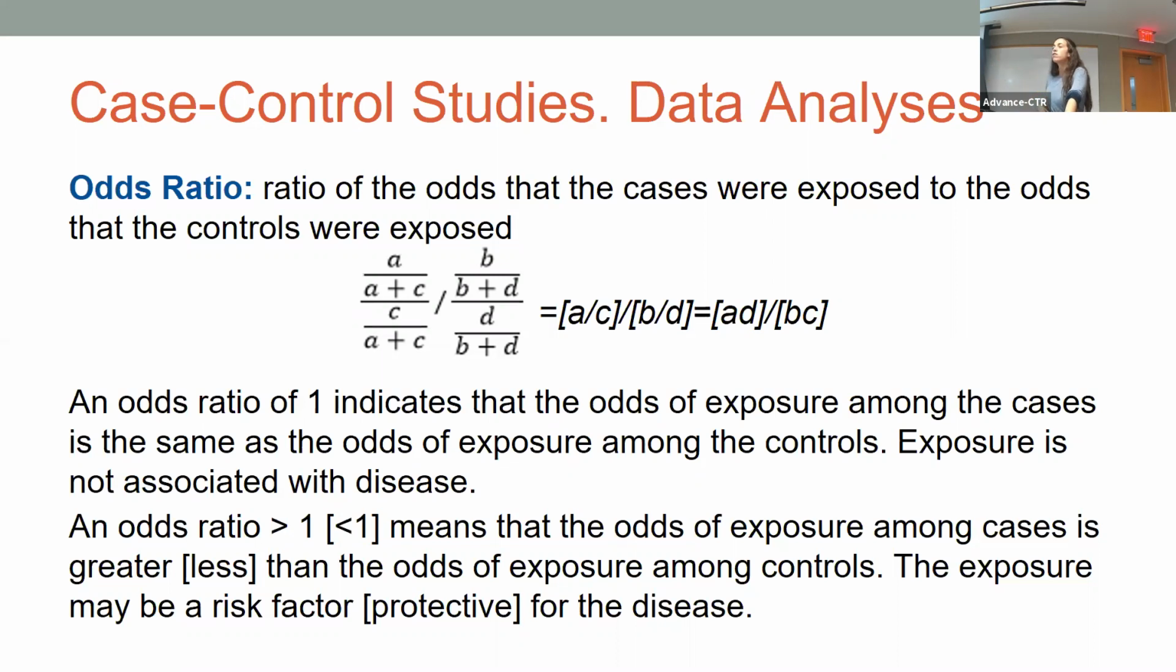If the odds ratio is equal to 1, so these odds are in fact equal to each other, then you can say that the exposure is not associated with the disease. On the other hand, if your odds ratio is greater than 1, then the odds of exposure among the cases are greater than the odds of exposure among the controls. In this case, the exposure is a risk factor because the odds of being exposed among cases is greater than the odds of being exposed among controls.